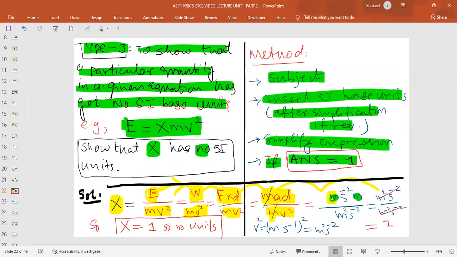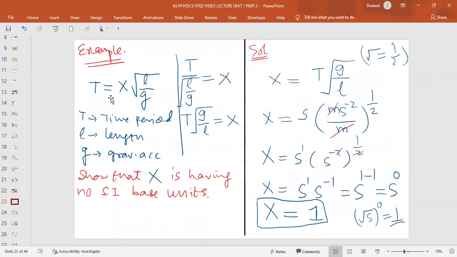M and M are already cancelled away. For acceleration, it is meter per second squared. For distance, it is meter. And for velocity, as velocity squared is there, that's why it is m squared s to the minus 2. And when you simplify it, the answer is 1. So when the answer is 1, you have proved that X has no SI base unit.